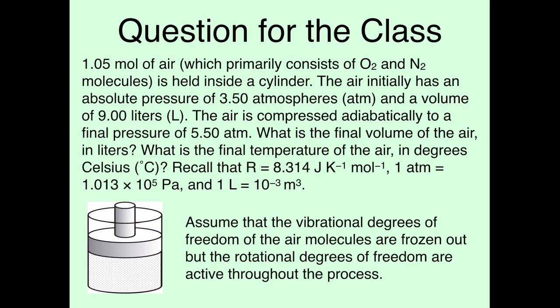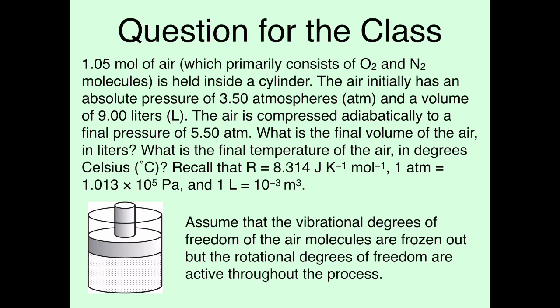Okay, so let's do a little bit more with these adiabatic relationships. Here's a question that I'd like you to try to work out on your own. So after I read this to you, please pause the video and see if you can get the answer. Here we have 1.05 mole of air, which primarily consists of O2 and N2 molecules. So that's by far what is most common in the air, O2 and N2 molecules, which are both diatomic.